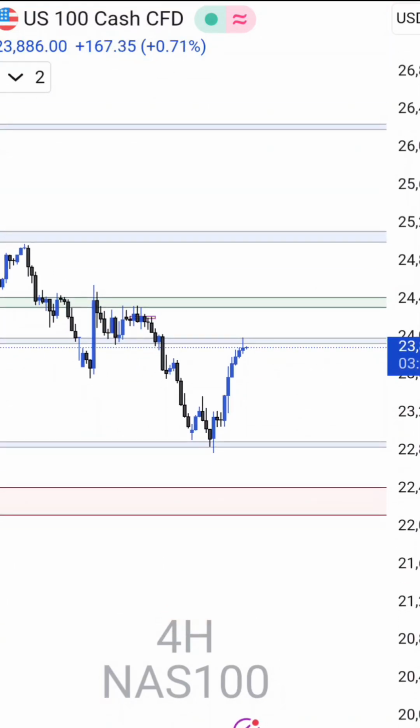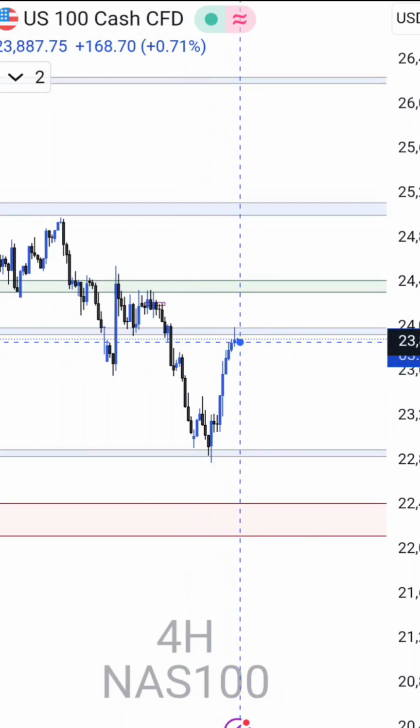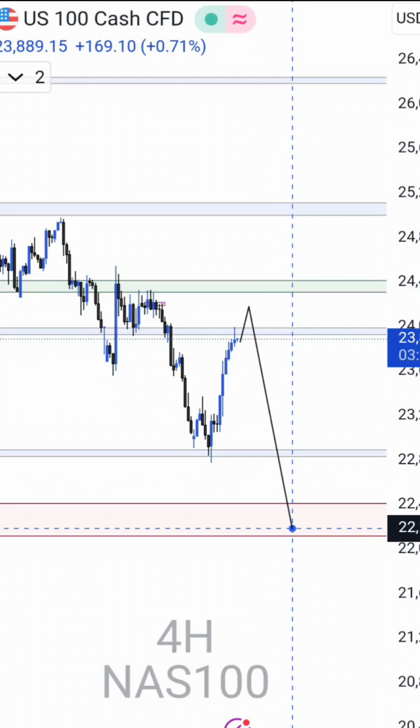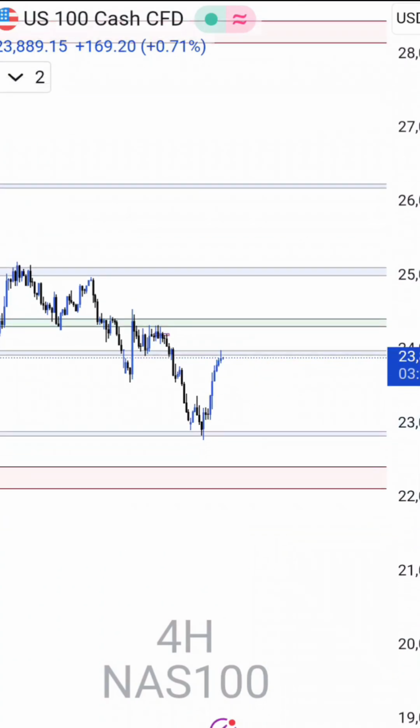In this video, I'm just going to be sharing my analysis on NAS 100 or the NASDAQ. I am looking for a selling opportunity on NASDAQ. Why am I looking for a selling opportunity on NASDAQ? Let's just go into the analysis and then let's see how it goes.